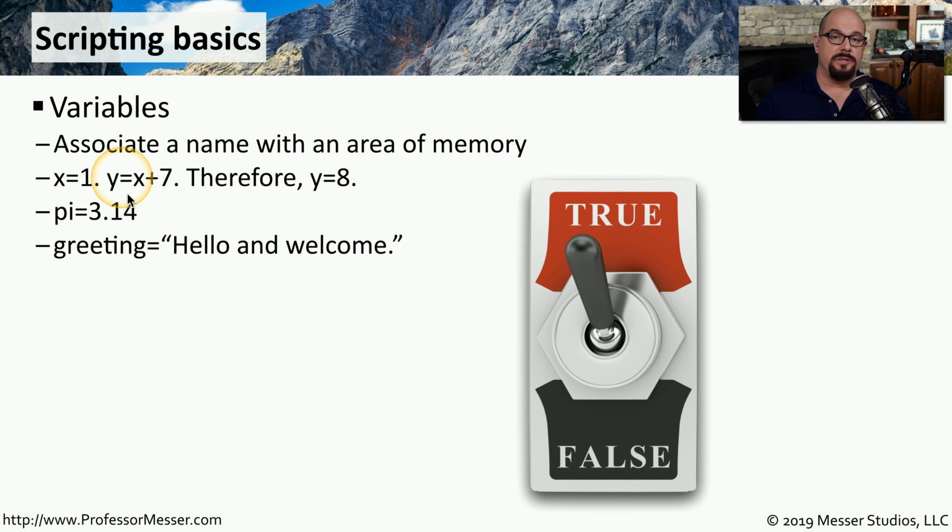Variables can also hold particular values. For example, we can assign the variable pi with the number 3.14. And the variable could be text. The variable greeting, for example, could be the text hello and welcome.